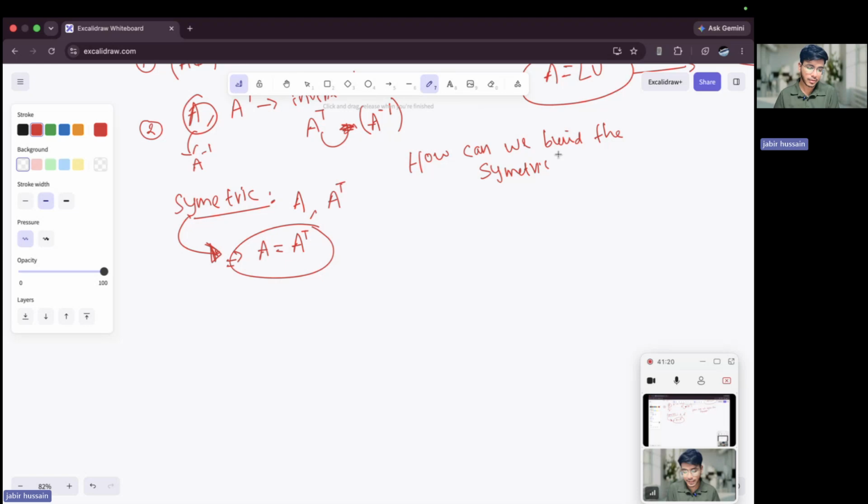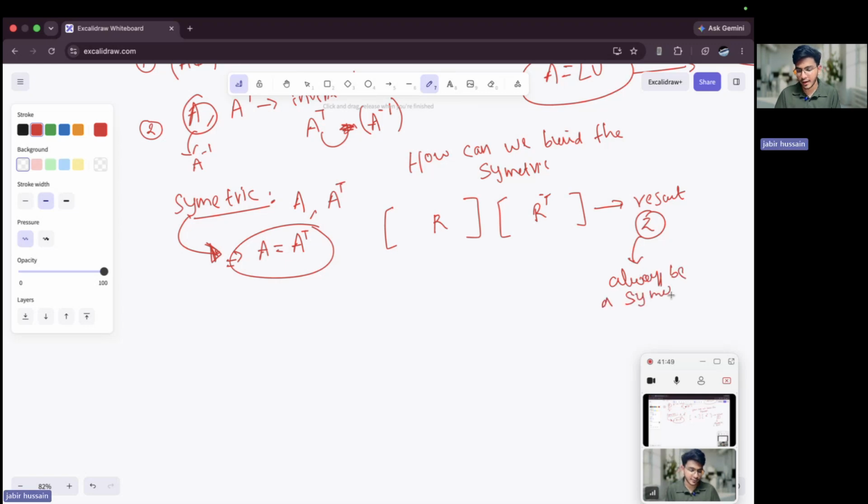if you take any rectangular matrix, let's say I have a rectangular matrix like this, and it doesn't have to be square all the time. If you take, let's say this is R, and multiply it with its transpose, the resultant, let's say, is Z. Z will always be a symmetric matrix. For now, just remember this, okay?